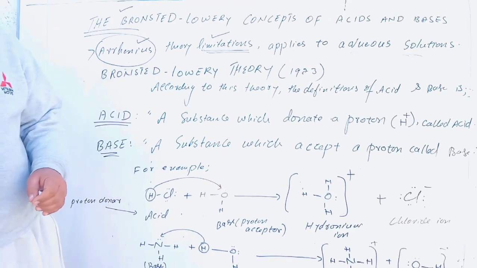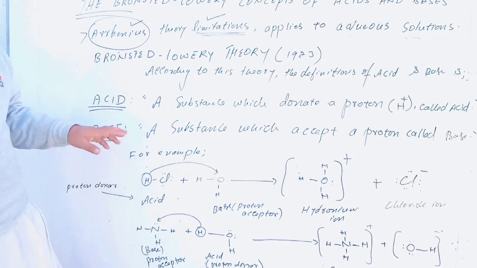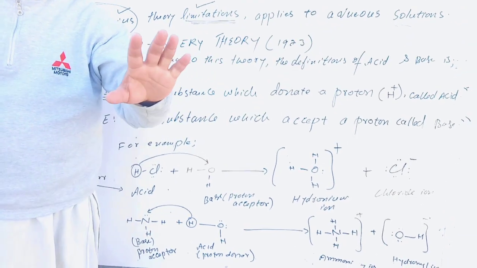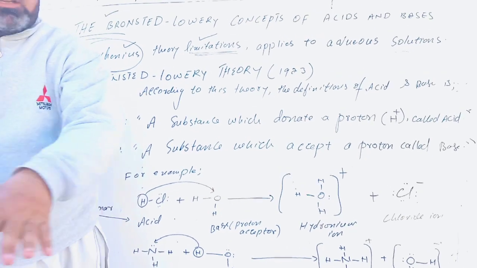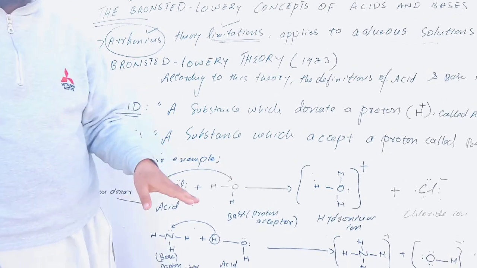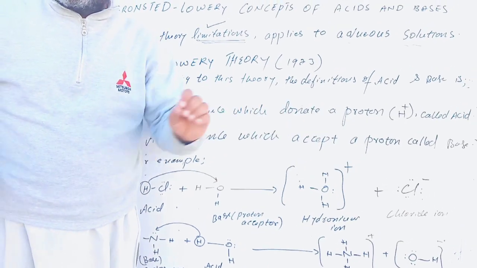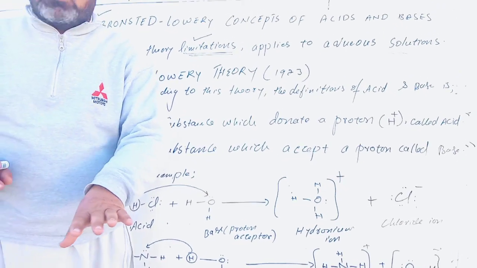According to this theory, the definitions of acid and base are: an acid is a substance which donates a proton, which gives a proton. You can also define an acid as a proton donor. It will donate, it means that it will give a proton.